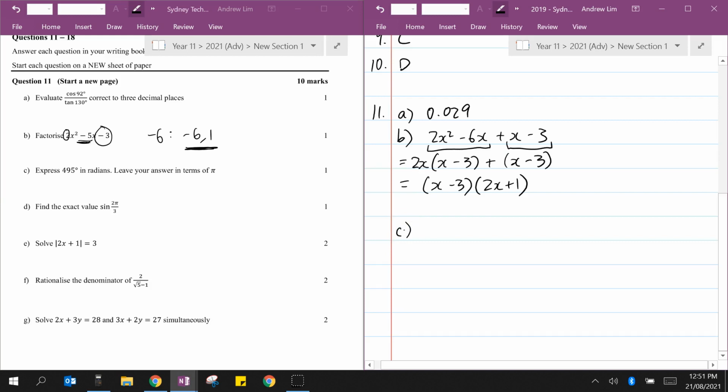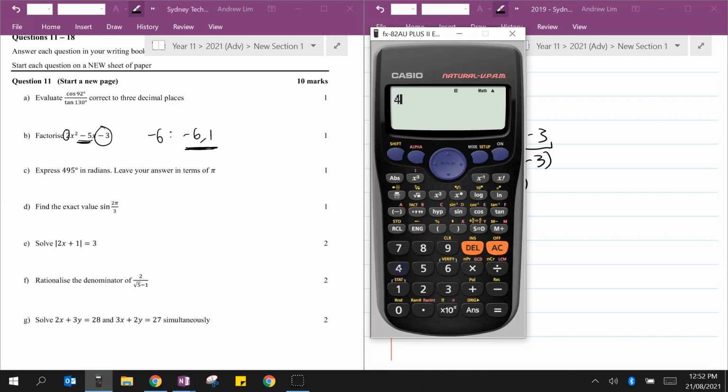Question C. Express 495 degrees in radians. Leave your answer in terms of pi. So in order for us to convert degrees into radians, we just divide the angle by 180. So that leaves me with 11 pi over 4.